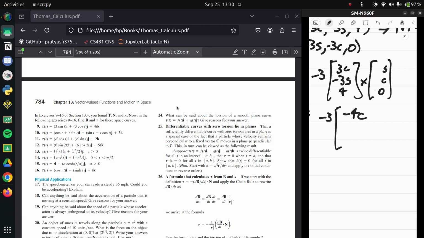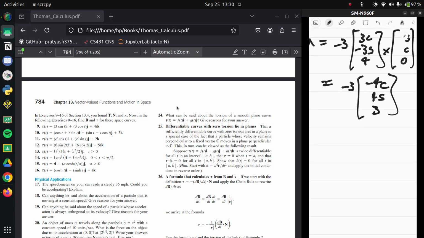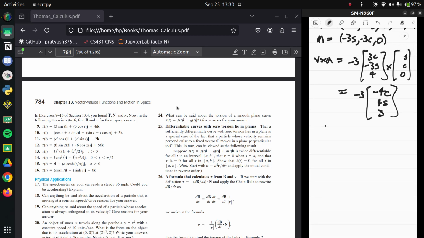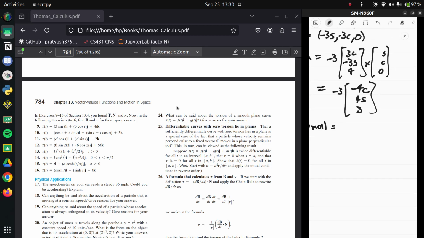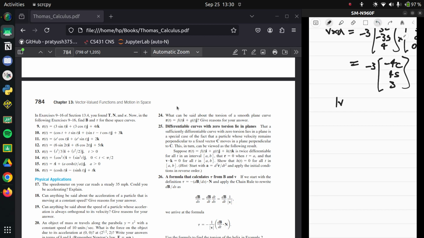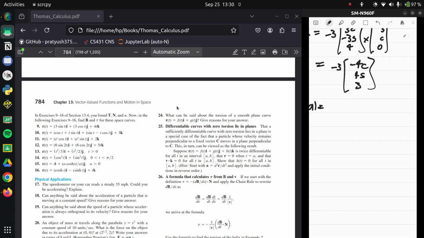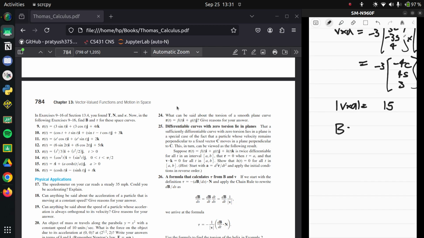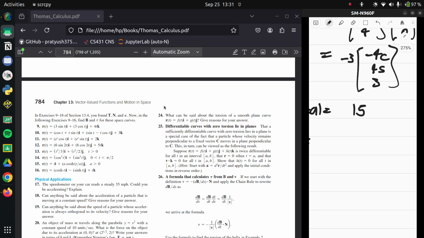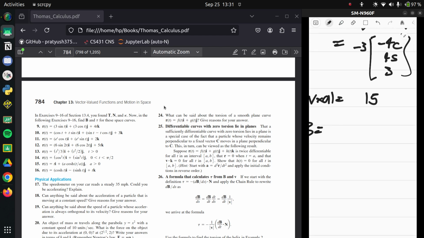Anyway, minus 4 cosine, and then this is 4 sine, and this stuff is 3 cosine squared. Okay. That's your V cross A. The magnitude of V cross A, you can just get directly, I suppose. Just 3 times the magnitude of this stuff, which is 5. So it's just 15. So what do you have? You have your binormal vector as V cross A upon magnitude, which turns out to be negative 1 by 5 times all of that. So you say 1 by 5, and then you got 4 cosine, comma, minus 4 sine, comma, negative 3.